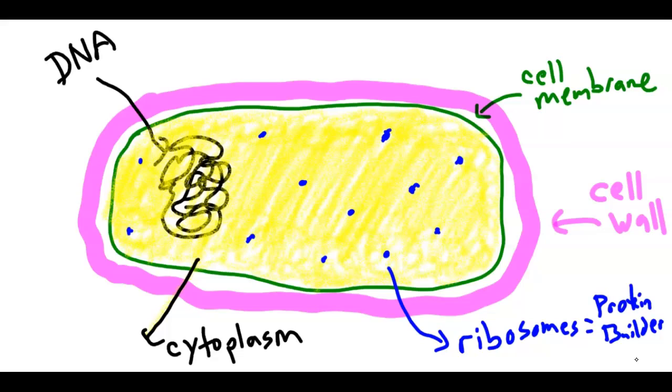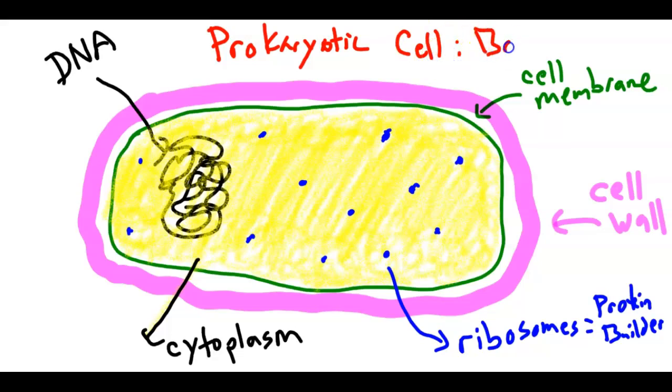Okay, now what we have right here, these are the main parts that every bacteria cell has. Oh, we should label this. This is a prokaryotic cell. Prokaryotic, that's an O, cell. And bacteria are our main examples of prokaryotic cells.